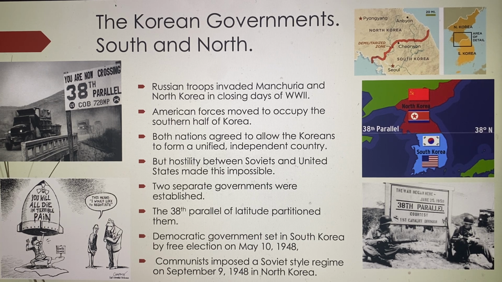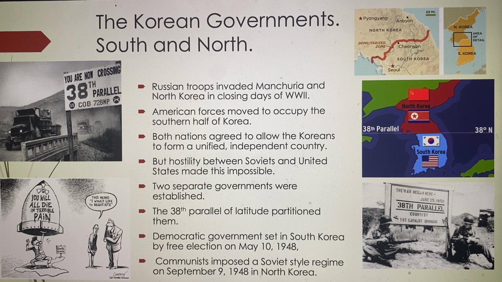And so this is the closing days of World War II. You know, people probably didn't even know what was going on. And then the American forces moved to occupy the southern half of Korea. Both nations agreed to allow Koreans to form a unified independent country. They said, okay, if they want to, they can get together and be one country.